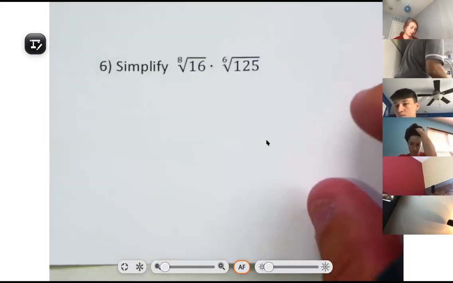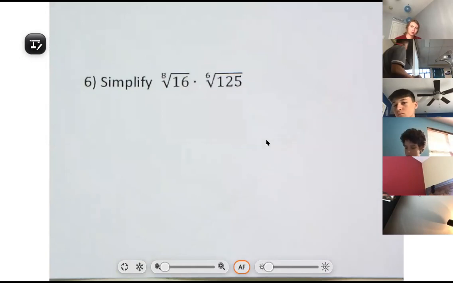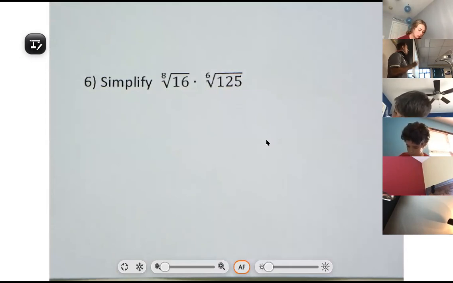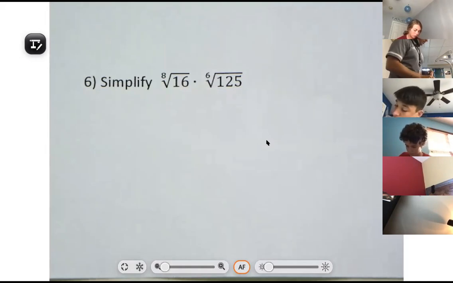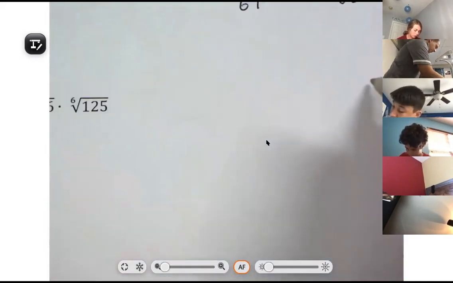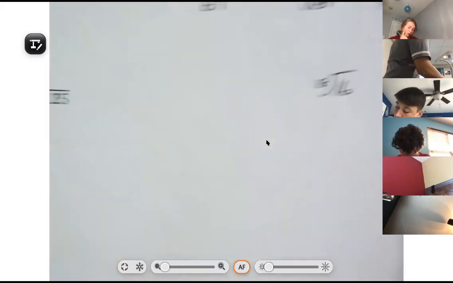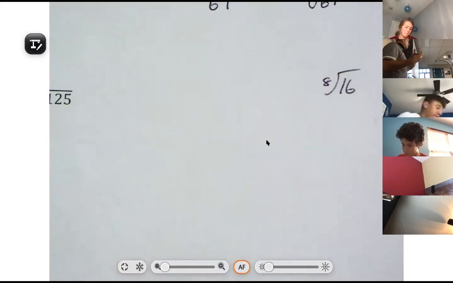We're going to simplify the 8th root of 16 times the 6th root of 125. Any guesses on how to start? If you had to do it, what would you do? Let's try a factor tree. So if we do a factor tree, do this off to the side. Let's start with the 8th root of 16. So if I do a factor tree, what do we need a group of to pull 1 out? We need a group of 8, right?